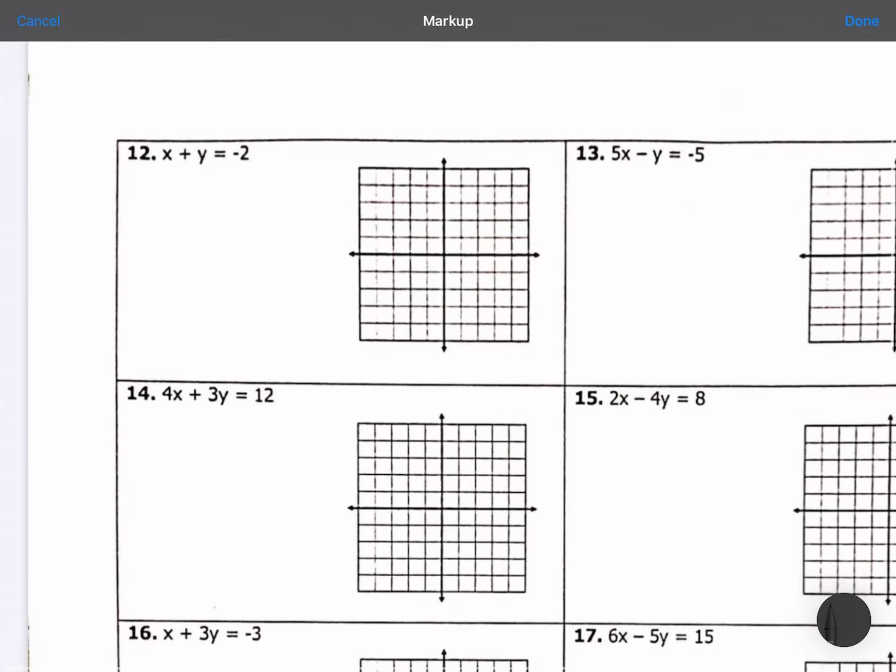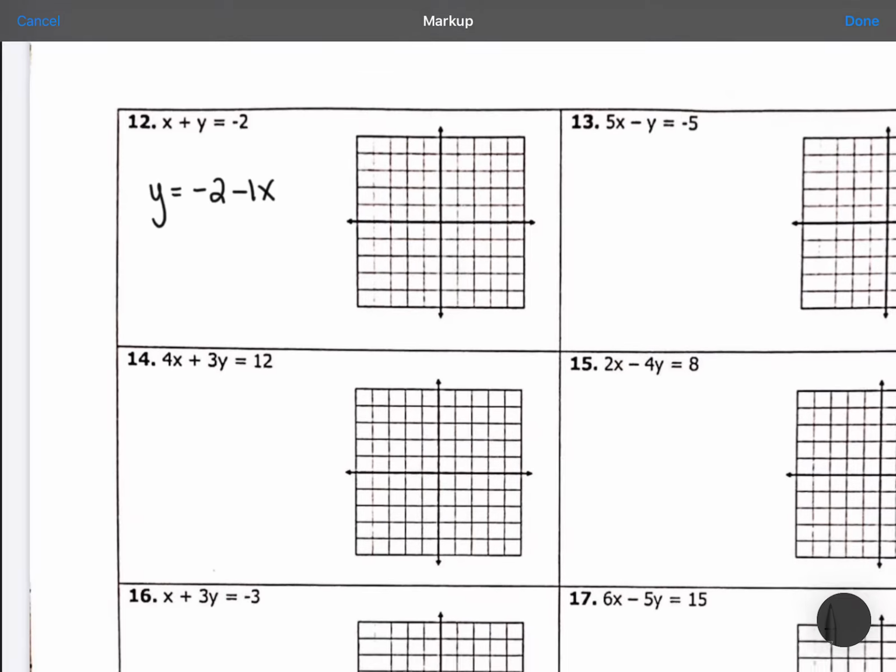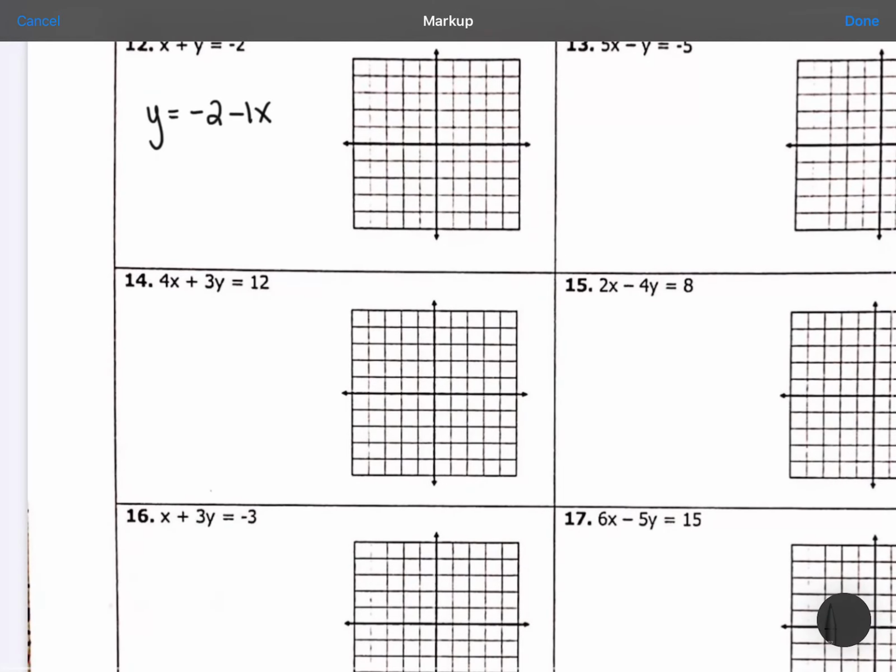What I'm going to do is the even ones for you, moving the equations, but you'll have to graph them. And then the odd ones, you'll have to solve the equation and graph. So number 12, when you solve this one, you get negative 2 minus 1x. So now you're ready to graph that one.